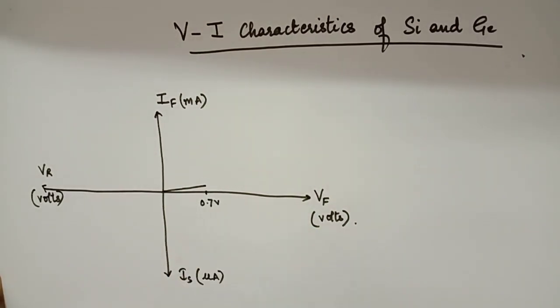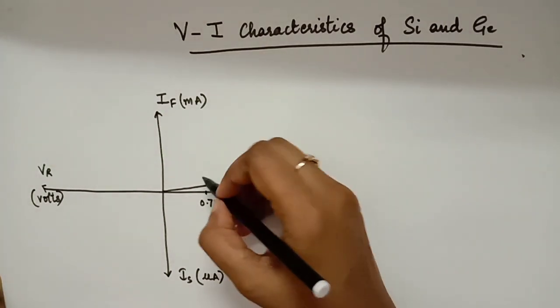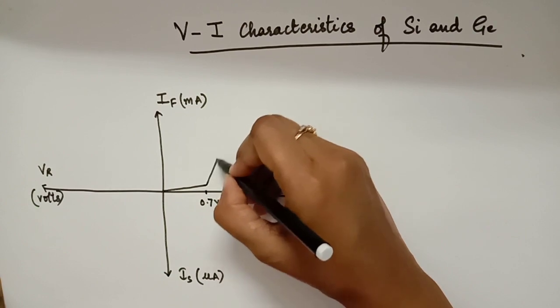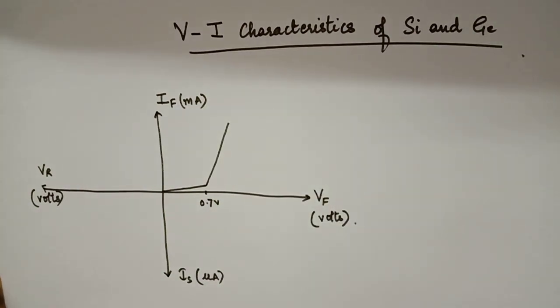First of all, let us draw for silicon. Alright, so now knee voltage is reached and now the current will rise rapidly. So this is for silicon. Let us complete the graph for silicon now.